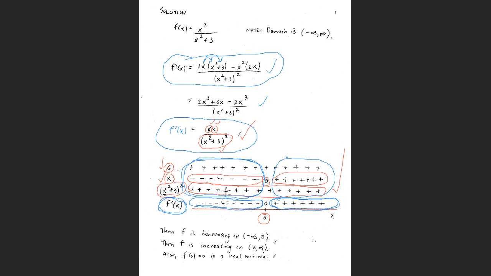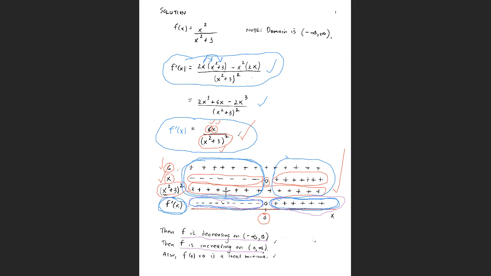Since the first derivative is negative when x is less than 0, that means our function is decreasing on negative infinity to 0. Since the first derivative is positive when x is greater than 0, that means our function has to be increasing on 0 to infinity.